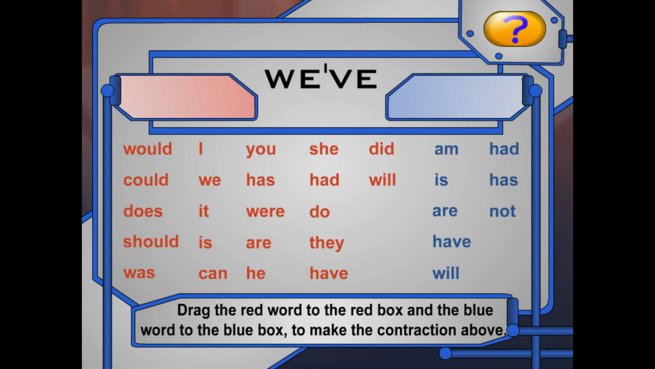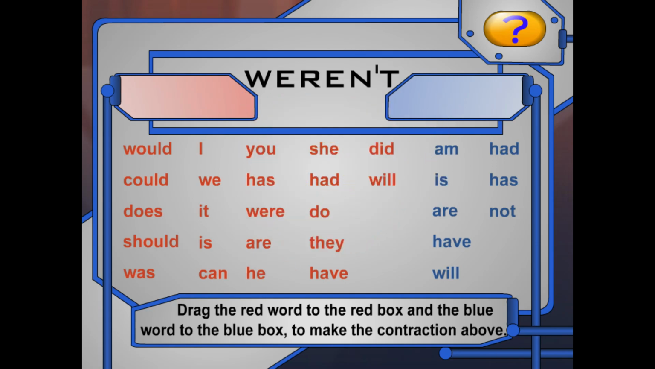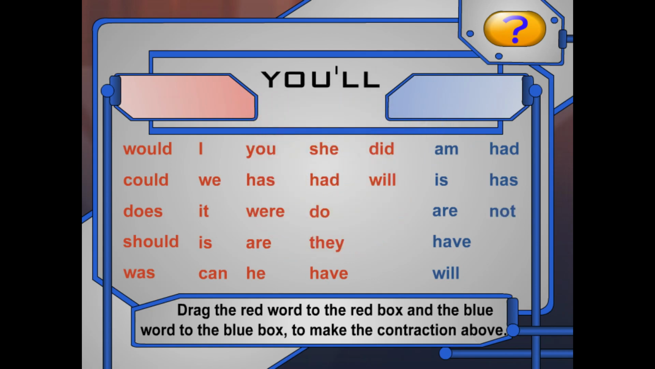Here's another contraction. Awesome! Try this one. Perfect double play! Try this one. Perfect double play! Try this one.